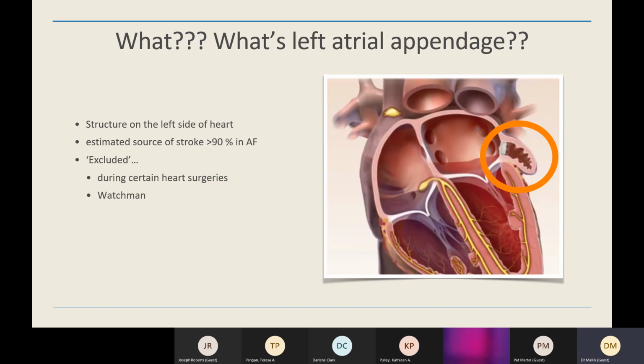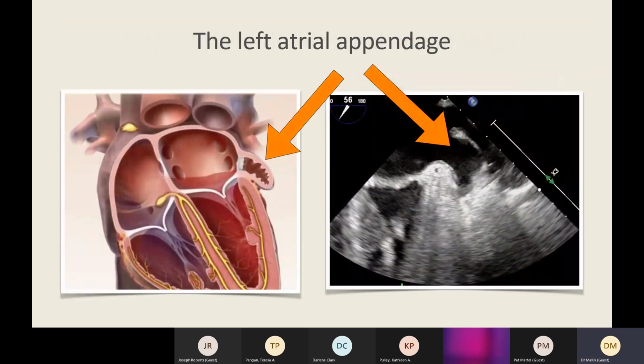For the rest, there is another option called WATCHMAN. Before we get to WATCHMAN itself, because I'll be using this picture later on, I wanted to correlate. This is the appendage here, and this is the ultrasound image of that appendage. So what you're seeing here is a left upper chamber, left lower chamber, and the appendage. Basically, this view is what you're seeing on the ultrasound.